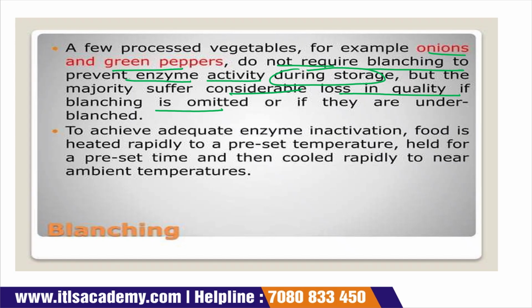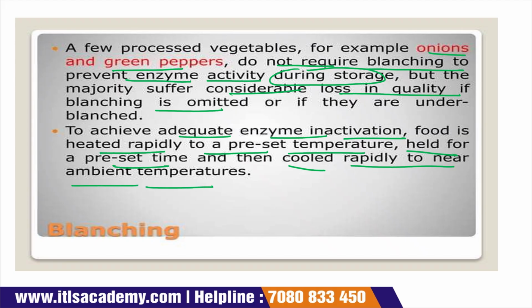Okay, to achieve the enzyme inactivation, food is heated rapidly to a preset temperature. Then we hold it for a preset time that I already told you. What we have to do is boil the vegetable in hot water at a particular set temperature for a particular set time. Then after that we transfer that food product into cooling water because we have to cool it rapidly to near ambient temperature.